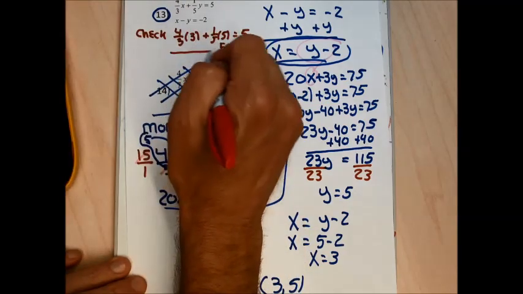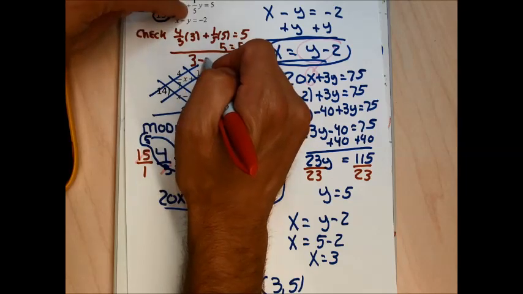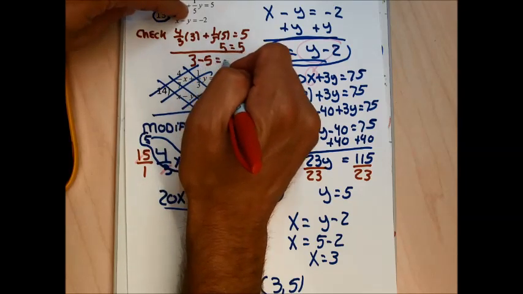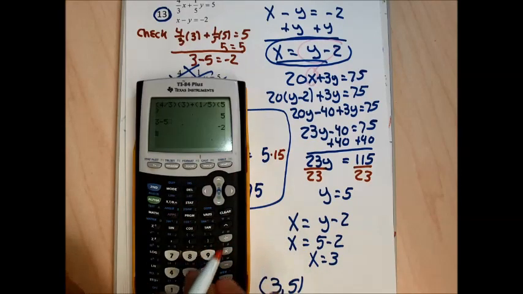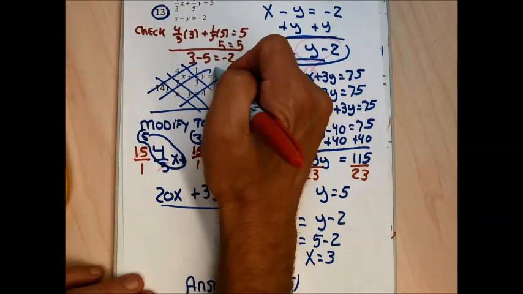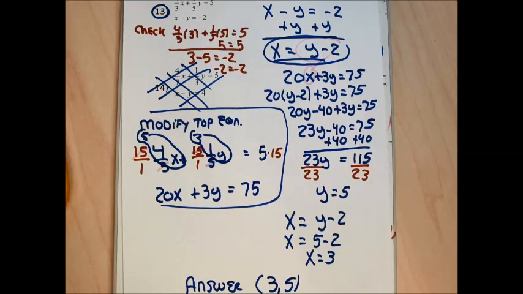And then I'd go to the bottom equation. I'd plug a 3 in for that x. That minus sign will stay there. A 5 in for that y. And I don't need my calculator to know that that left-hand side reduces to minus 2. But it does. All right.